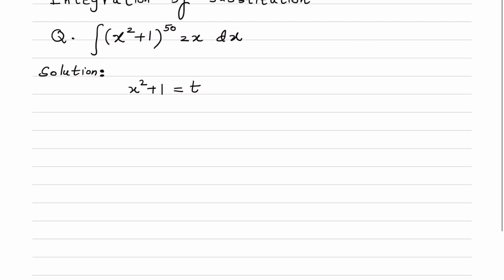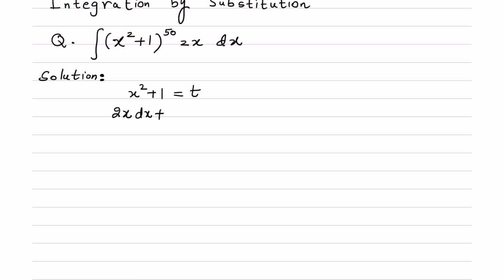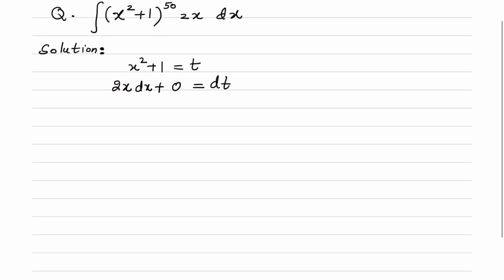Let's get back to our question. Now we suppose x square plus 1 equal to t, and then we find the differential. X square differential is 2x and x differential is dx, plus differential of 1 is just like the derivative of 1, which is 0 because 1 is a constant. So differential of 1 is 0. Differential of t is dt. We'll simplify it: 2x dx equal to dt. From here we will find the value of dx, which is dt by 2x.